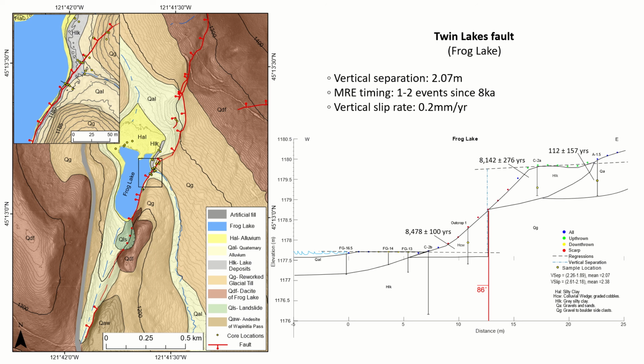Preliminary C14 ages of organic material collected from within the lake sediments suggest that the age of the lake deposits are 8,000 years old. Most recent earthquake timing at this site is not well constrained, but I estimate 1 to 2 events occurred within the last 8,000 years. The vertical separation of the ground surface here is 2.07 meters. I calculate a vertical slip rate of 0.2 millimeters per year at this site.